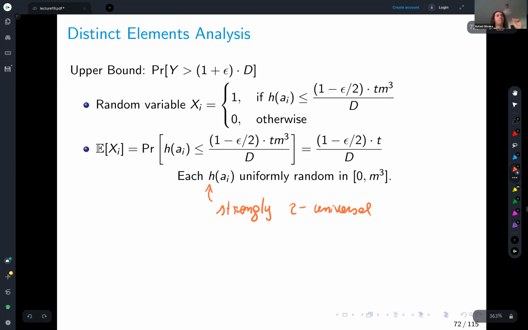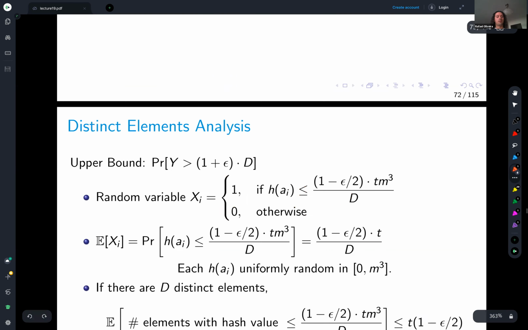Which means that it maps each h_i uniformly at random in 0 to m cubed. So this probability is exactly equal to (1 minus epsilon over 2) times t over d. Does that make sense? Now comes the following, right?